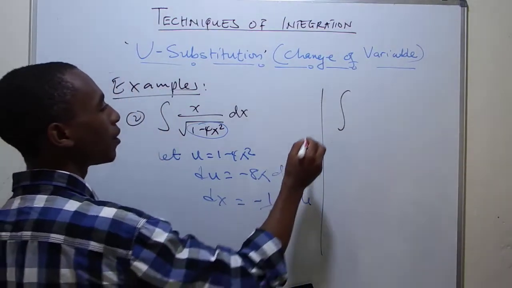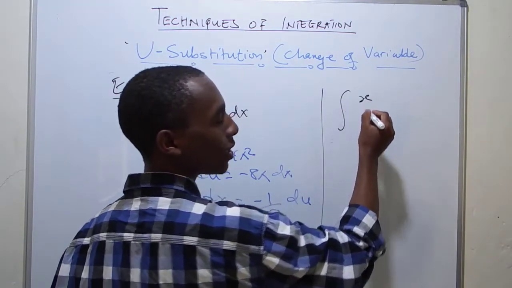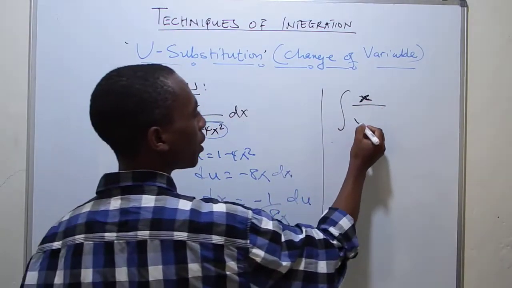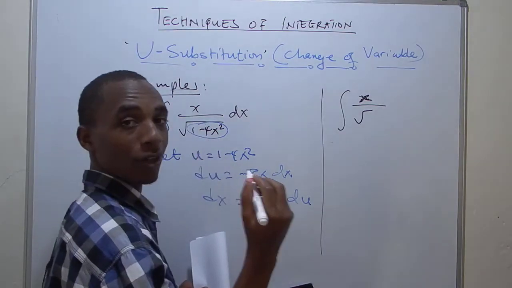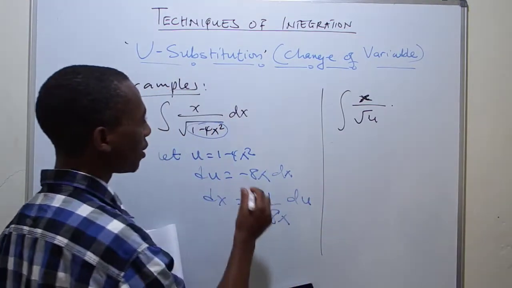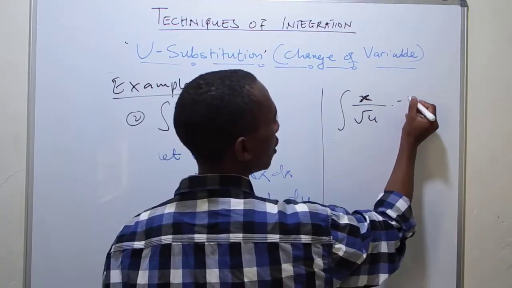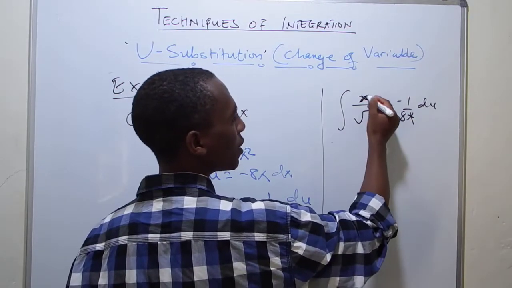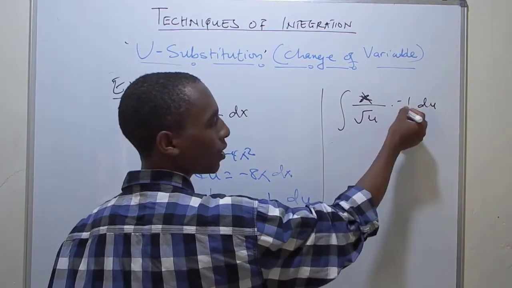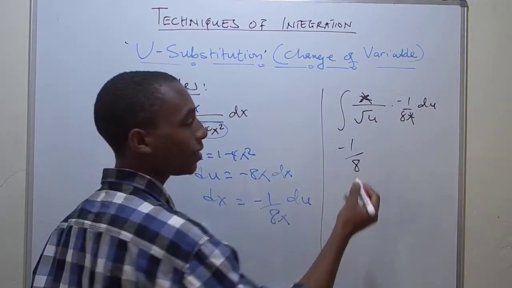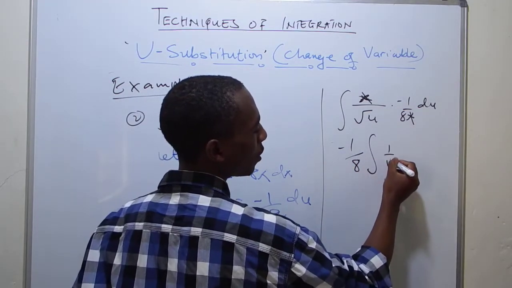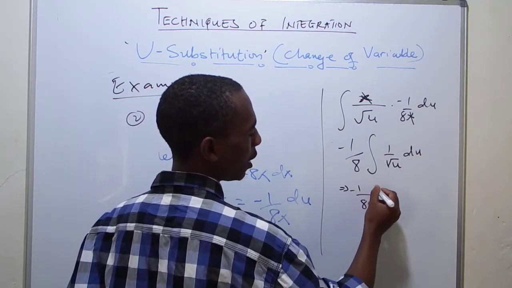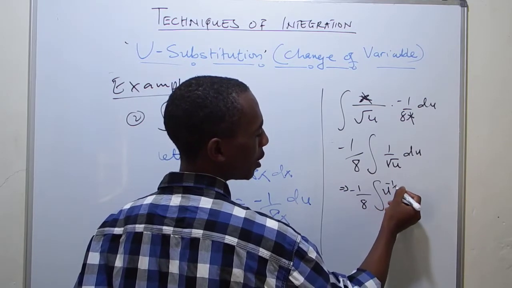Have the integral of x, I'll just leave that x there because it's going to cancel out, divided by the square root of, so what's inside here, the whole of that is u, times, instead of dx, I have this, negative 1 over 8x du. So you can see that this x cancels out with this x. I can write this negative 1 over 8 outside. So the integral of 1 over the square root of u du, that's negative 1 over 8 the integral of u to the power negative a half.